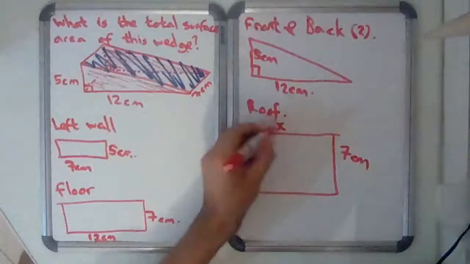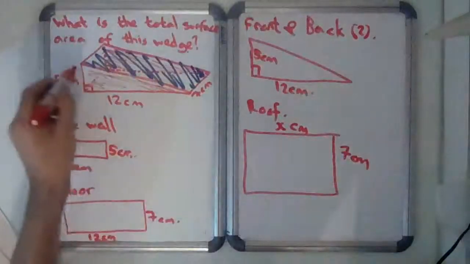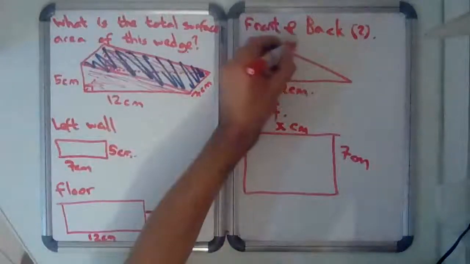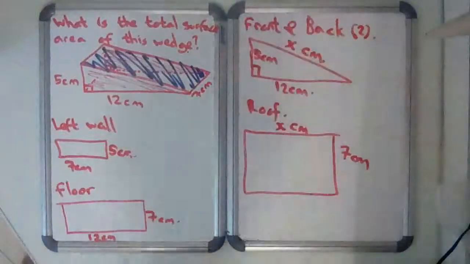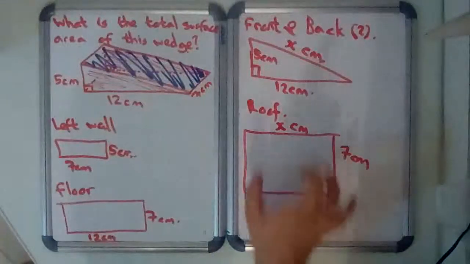So this, we're going to call this x centimeters. We don't know it, and it's the same x, it's the long side of this triangle, so it's the same x as this. So to find out the area of the triangle we don't need x because we already have the base, we already have the height, but for this rectangle we are going to have to find it.